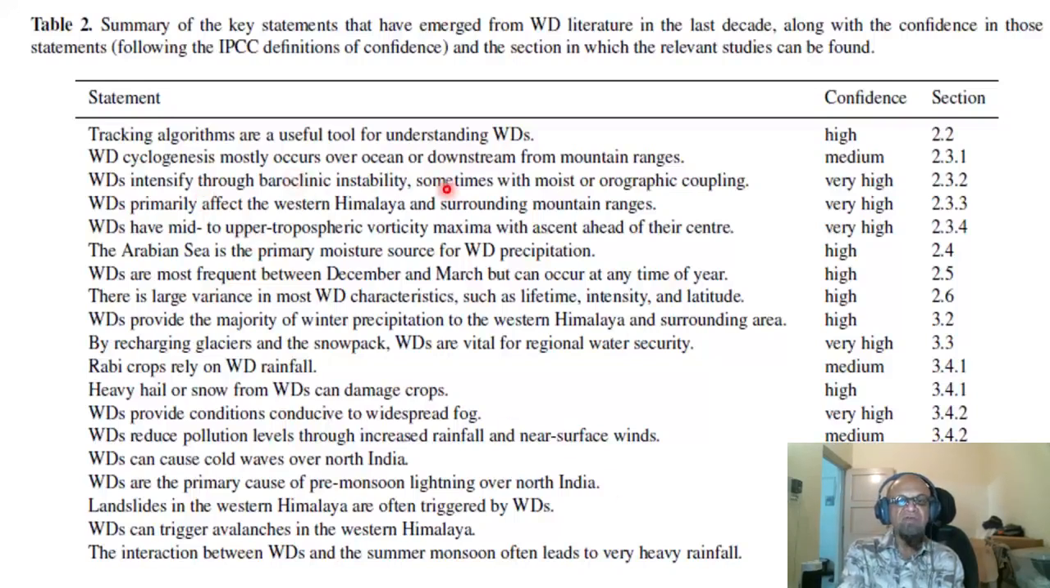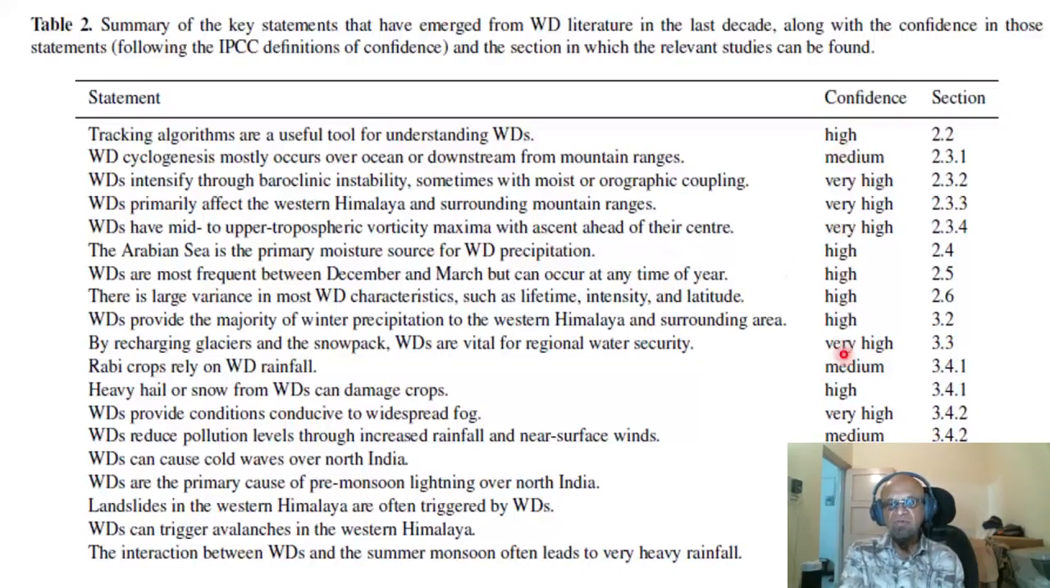Tracking algorithms are a useful tool. WD cyclogenesis mostly occurs over ocean or downstream from mountain ranges. WDs intensify through baroclinic instability, sometimes with moist or orographic coupling. WDs primarily affect the western Himalaya and surrounding mountain ranges. WDs have mid to upper tropospheric vorticity maxima with ascent ahead of their center.